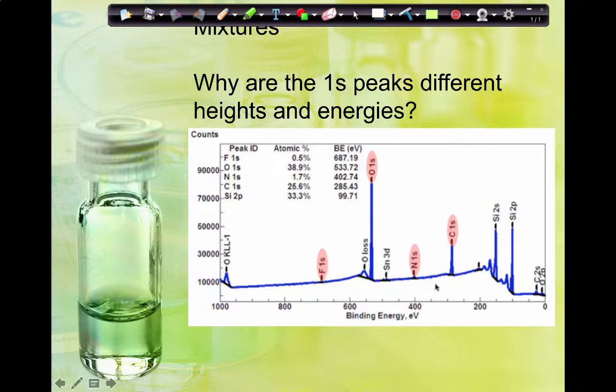Now, why are there different energies? Well, I have fluorine, and then I have oxygen, nitrogen, and then carbon. Fluorine has 9 electrons, oxygen has 8, nitrogen 7, and carbon is 6. Well, that's the atomic number, right? So fluorine's 1s electrons are going to feel the pull of the nucleus at a much greater amount because we've got 9 protons where oxygen only has 8. So that's why the energy is higher for fluorine versus oxygen and so on.